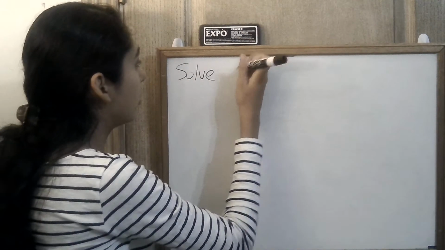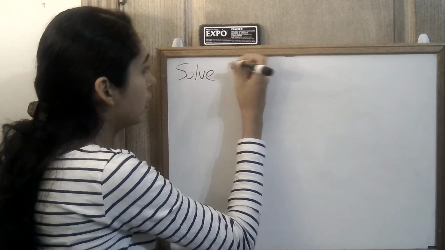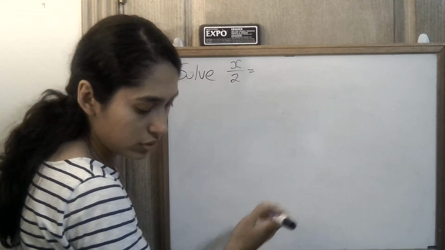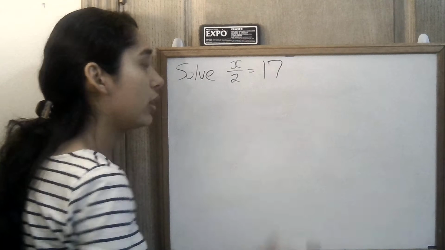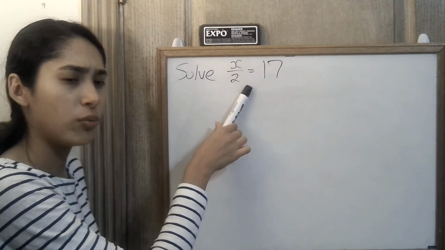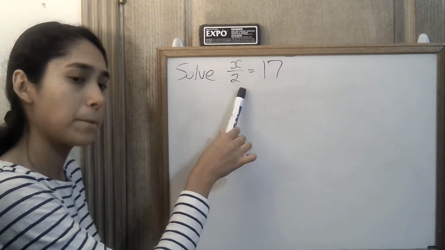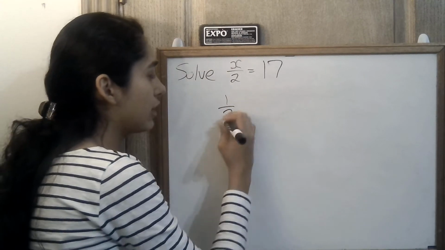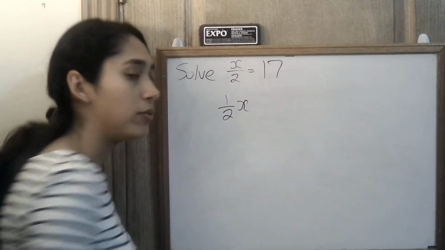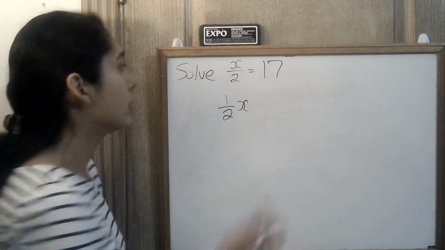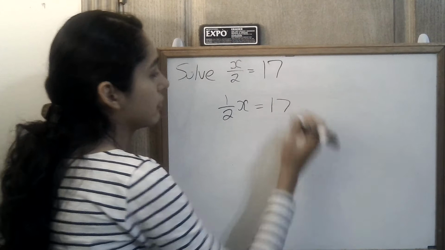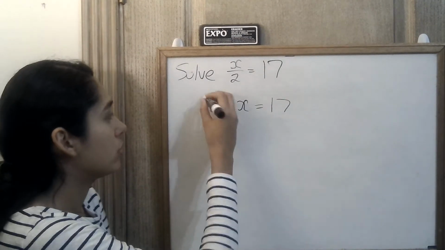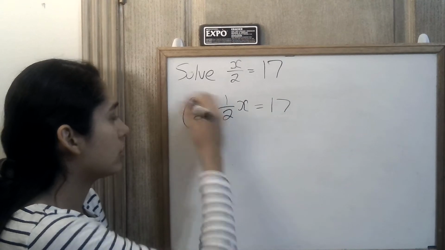So let's say we solve x over 2 is equal to 17. Okay, we have a constant. We have actually a coefficient here. This is also the same as this, right? 1/2 is the same thing as divided by 2, and it's equal to 17. So I could just multiply by 2 on both sides.